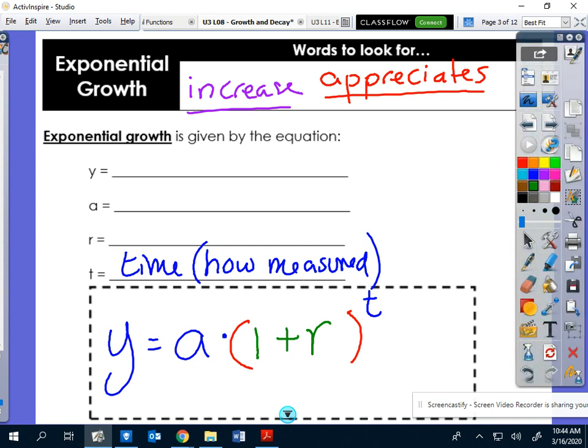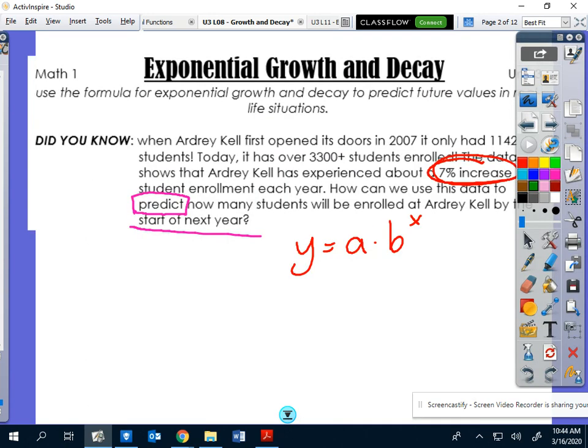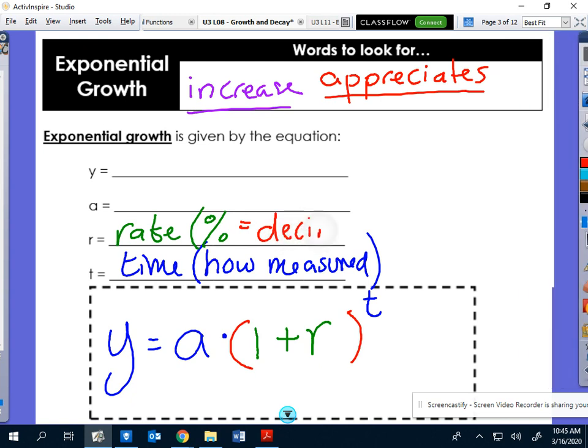Then your R is your rate. Your R is your rate. So most of the time we think of this as a percentage. If you remember back to our word problem with Ardrey-Kell, our rate of growth was 7%. We were increasing at a rate of 7%. But when we think about the percentage, and this is absolutely vital, you must write your percentage as a decimal. You must write it as a decimal. If you write it as a percentage and you just write a 7 for Ardrey-Kell, it's not going to work.